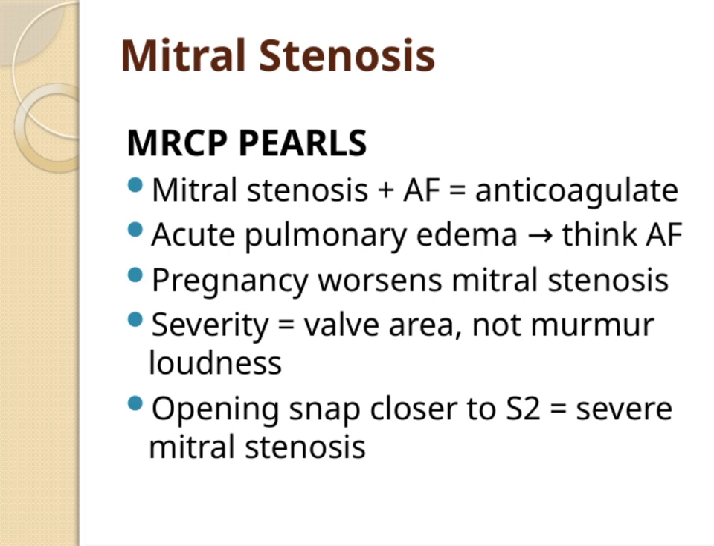Now, regarding severity, remember that it's primarily determined by the valve area, not how loud the murmur sounds. A quiet murmur doesn't necessarily mean mild disease. And finally, an important clinical sign. The opening snap occurs closer to S2 in severe mitral stenosis. This indicates a very narrowed valve, making the opening snap occur earlier in diastole. All of these points are crucial in understanding and managing mitral stenosis effectively.